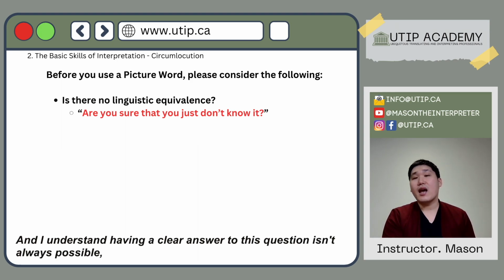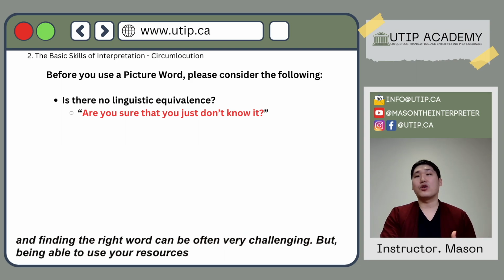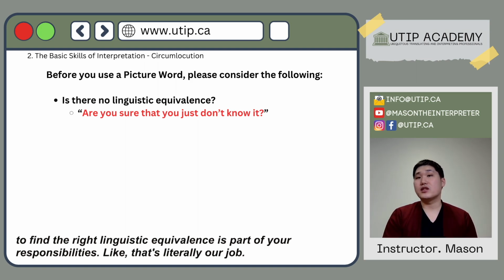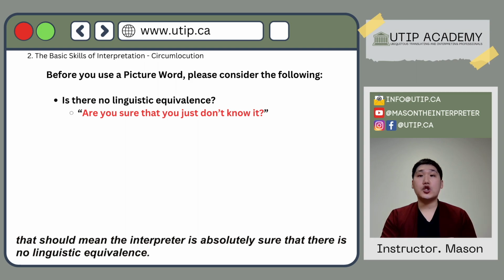And I understand having a clear answer to this question isn't always possible, and finding the right word can often be very challenging. But being able to use your resources to find the right linguistic equivalence is part of your responsibilities. Like, that's literally our job. So let's do our job. Let's look it up. Let's study. Ask other people. In my opinion, if an interpreter is using the picture word, that should mean the interpreter is absolutely sure that there is no linguistic equivalence.